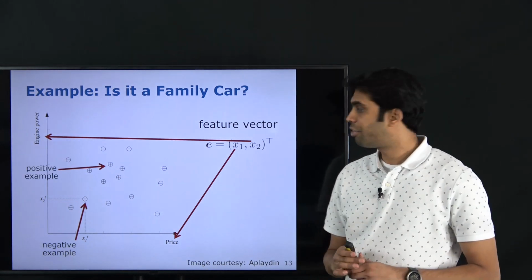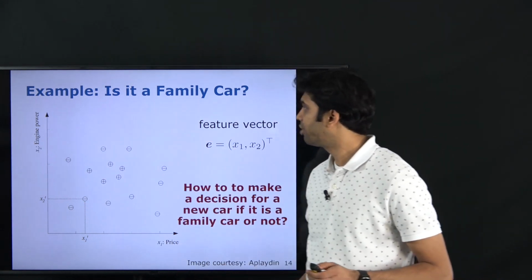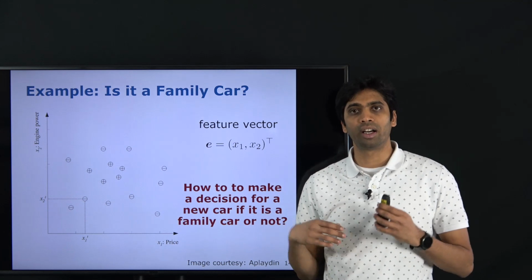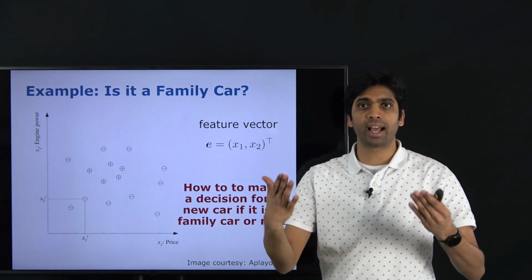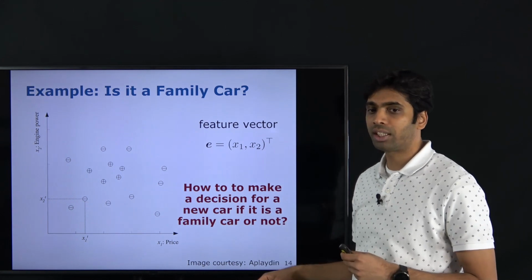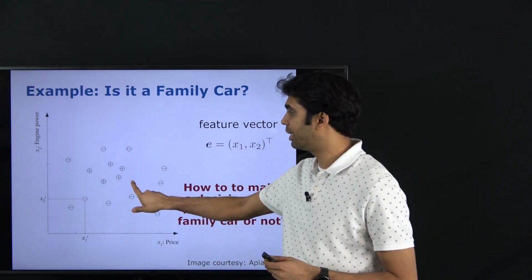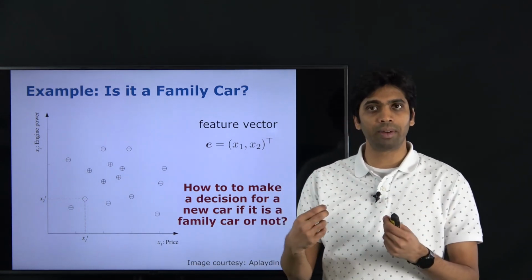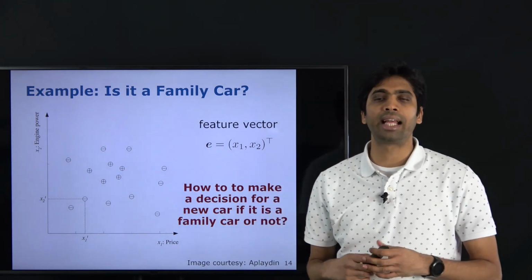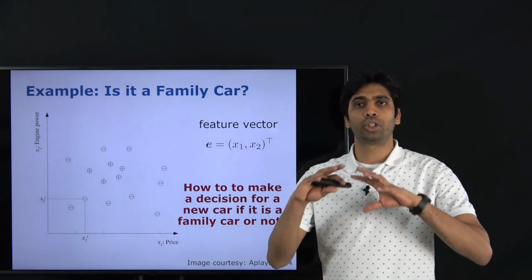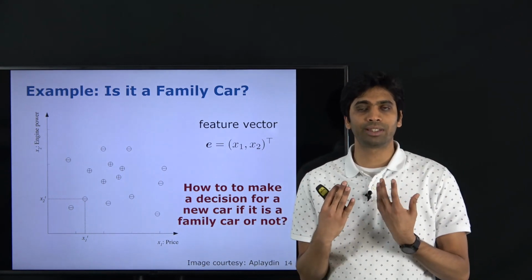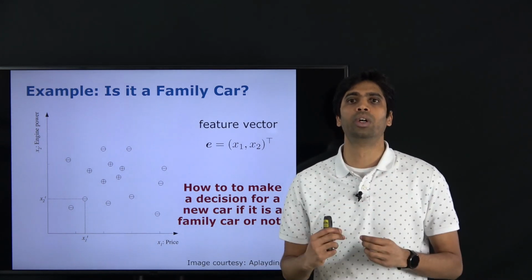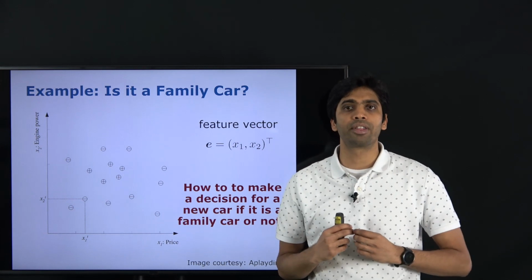Like I said, these are the positive examples, and the other ones are the negative examples. The question that the classifier asks, if we are to design a classifier, is: if a new data point falls in here, would that be a positive example? In other words, would that be a family car, or would that not be a family car? And the question is, how can we make this decision? So the whole problem of designing a classification system boils down to this concept: how can I make a decision for a new feature vector or a new data point that I get?